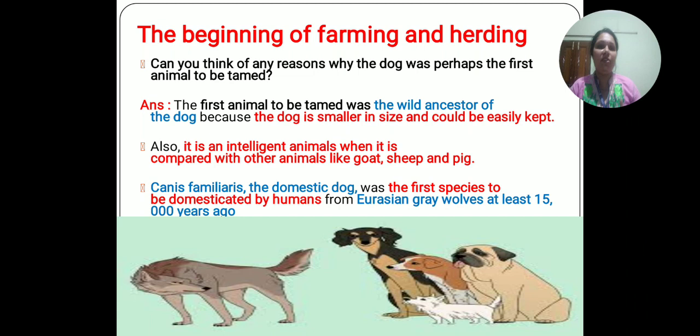So the first reason why they were tamed first was they were smaller in size and could be kept easily. The second reason was they were intelligent animals as compared to goat, sheep, and pig. These were the two reasons why the hunter gatherers, the early people, started taming the dog.